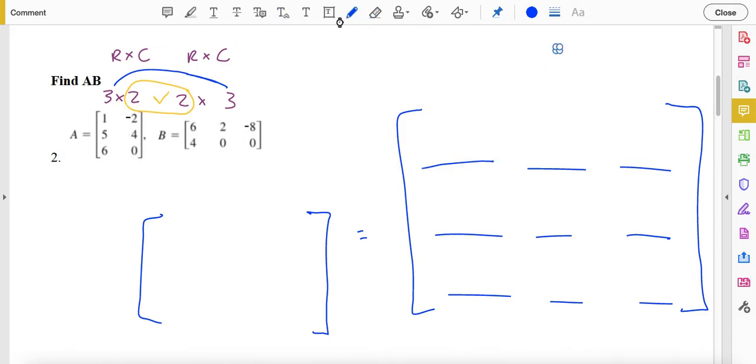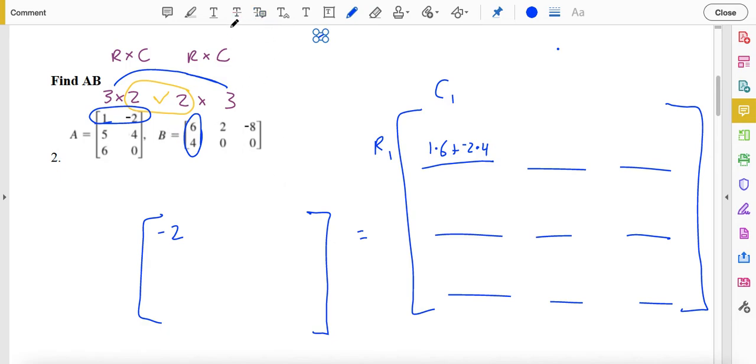The first thing we do when we multiply matrices is row 1, column 1. We take row 1 of our first matrix and multiply it by column 1 of our second matrix. So row 1 times column 1. It's 1 times 6 plus negative 2 times 4. So that's 6 plus negative 8, which is negative 2.